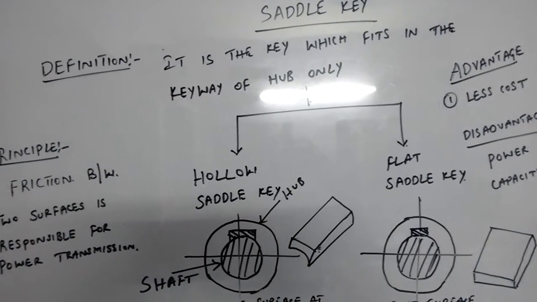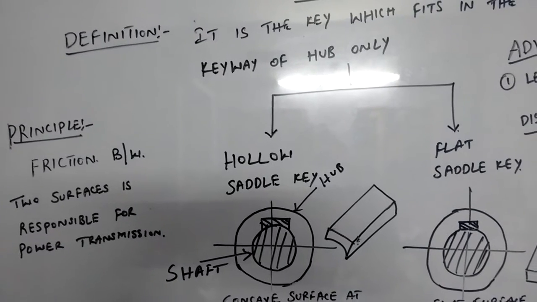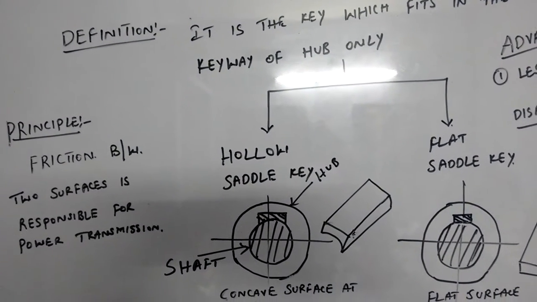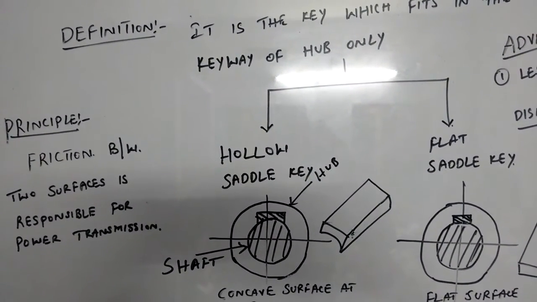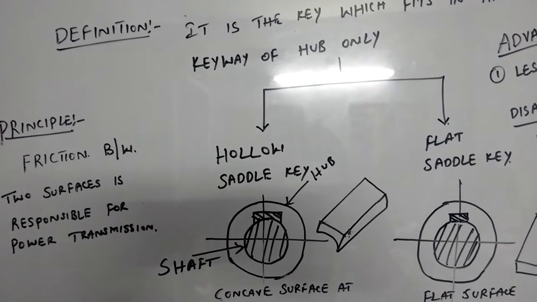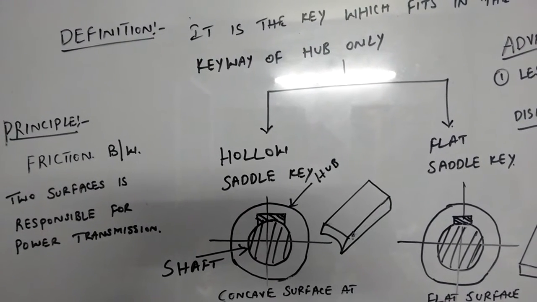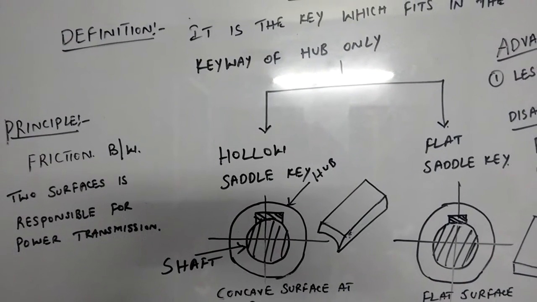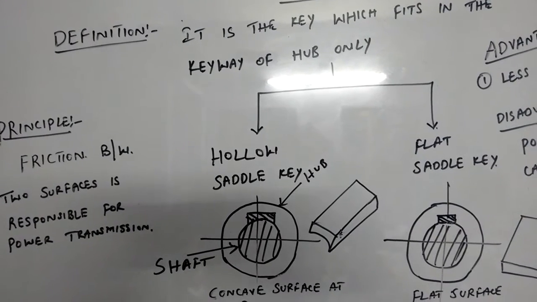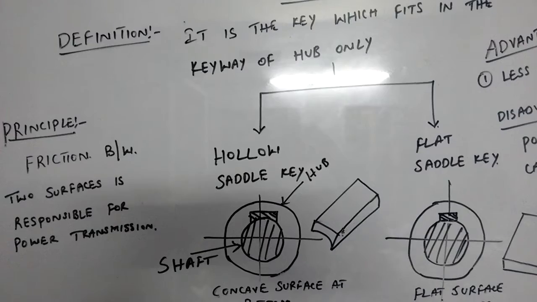The principle involved is some frictional forces present between the two surfaces, between the surface of the key and the surface of the shaft, which is responsible for the power transmission. Only the frictional forces present between the key and the shaft surfaces are responsible for this power transmission.